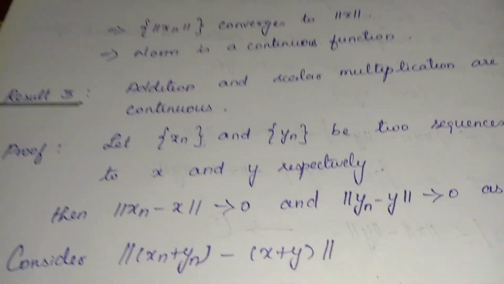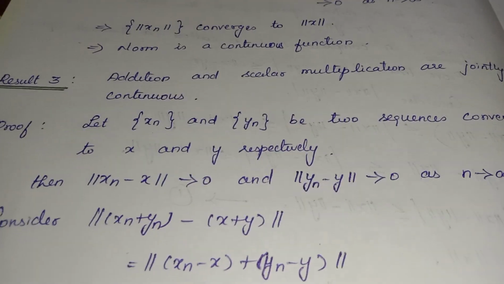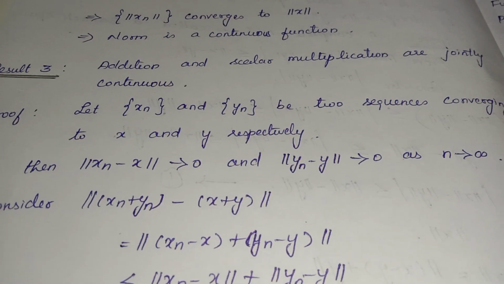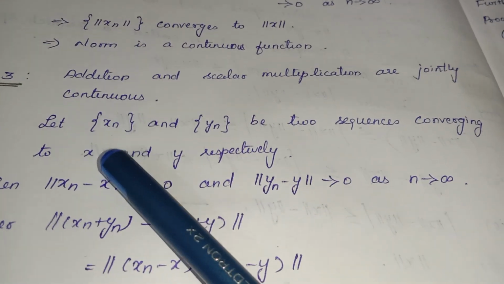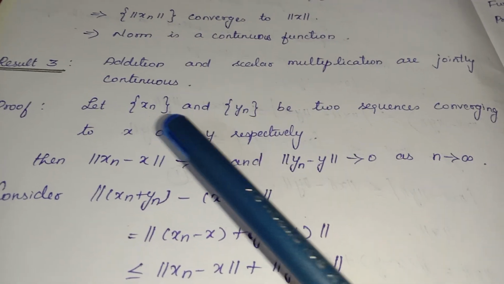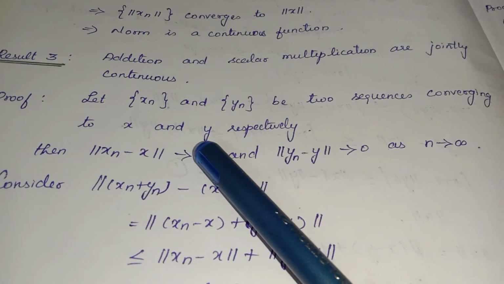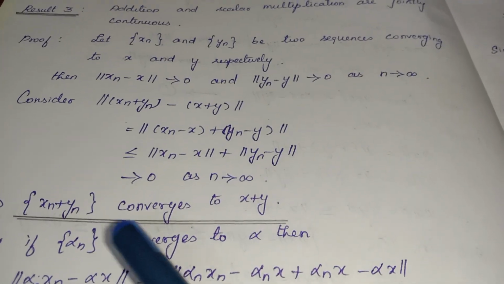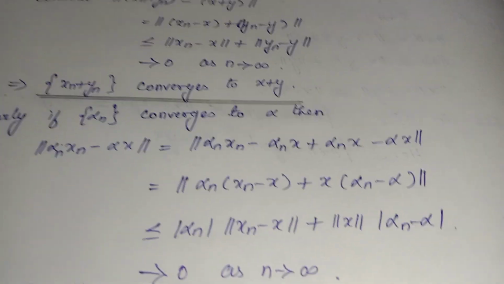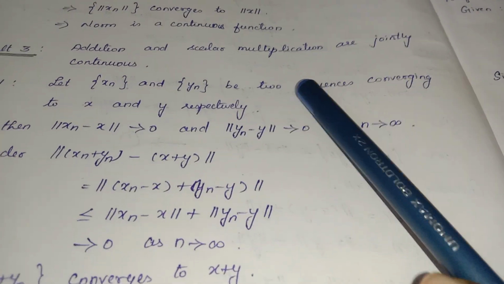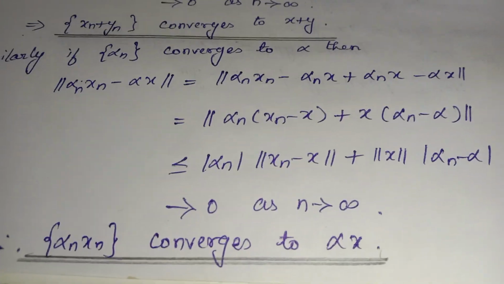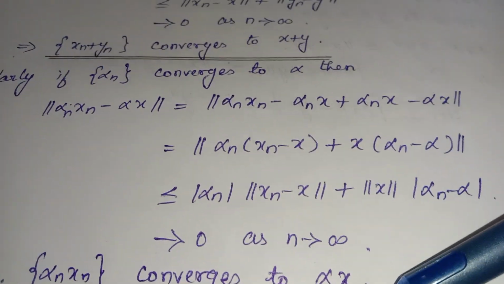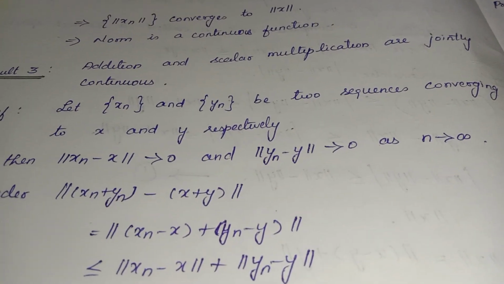Right. Next one. Addition and scalar multiplication are jointly continuous in a normed linear space. That means if you take two sequences xn and yn converging to x and y respectively, then what is the conclusion we have? The sequence xn plus yn converges to x plus y, and for scalar multiplication, alpha n xn converges to alpha x. So addition and scalar multiplication are also jointly continuous in the case of a normed linear space.